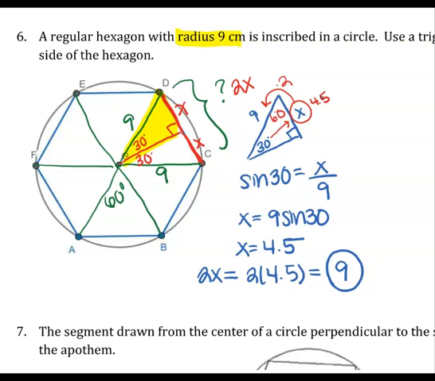Now another thing to consider is if this is a hexagon, there are 6 sides, which makes each angle 60 degrees. We know all these radii would be congruent, right?